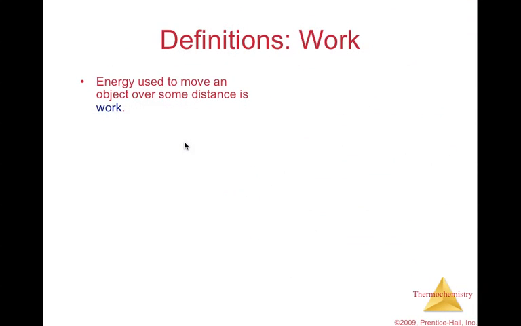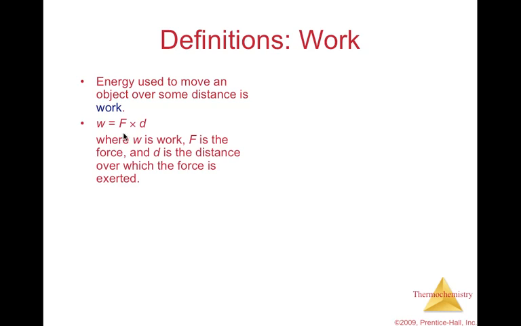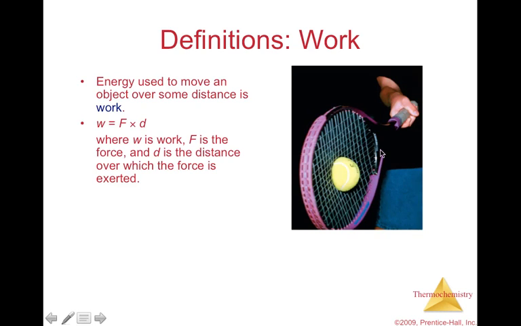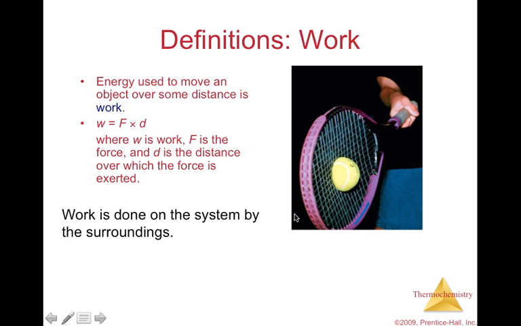So we're going to go back to work. Energy that is used to move an object over some distance, that again is called work. And the formula for work is equal to the force of an object times the distance over which that force is exerted. Now, over here we have a picture of a tennis ball and a tennis racket. For this one, the tennis ball is what we're trying to study. And this is actually an example of work being done on the system by the surroundings.